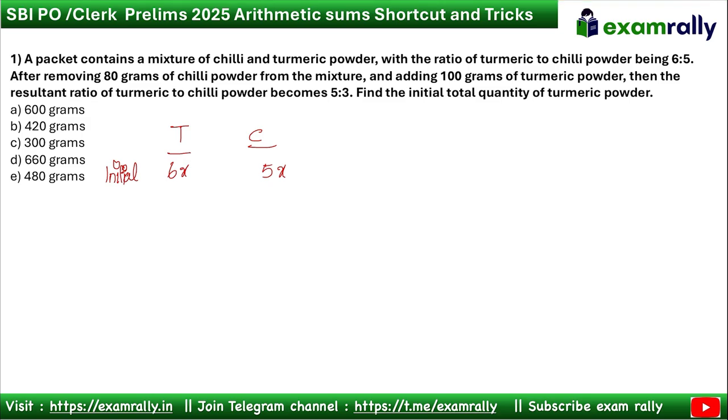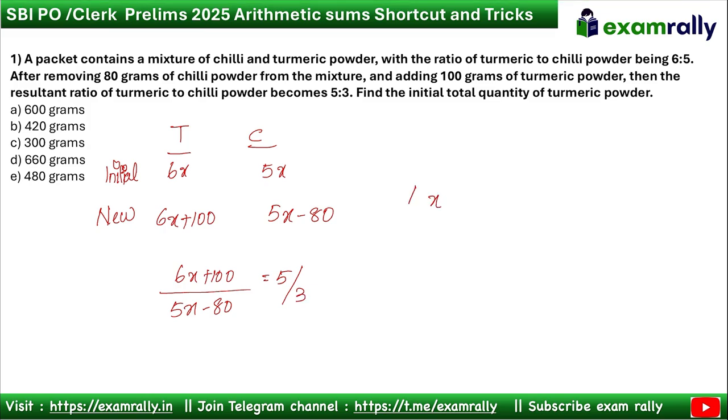From here, 80 grams of chili powder has been removed, so 5x minus 80, and adding 100 grams of turmeric powder, 6x plus 100. This will be the newly formed quantity. Then their ratio has been given as 5:3, turmeric to chili. So (6x plus 100) divided by (5x minus 80) equals 5/3. So 18x plus 300 equals 25x minus 400. So 7x equals 700 and x equals 100.